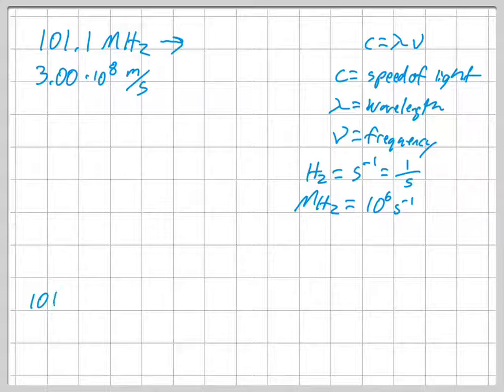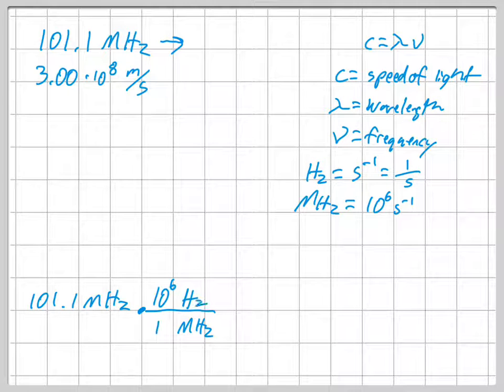101.1 megahertz. We want to get rid of megahertz, so we'll put megahertz on the bottom. And 1 megahertz is equal to 10 to the 6th hertz. You see? And so that would wind up being 1.011 times 10 to the 8th hertz. Okay?